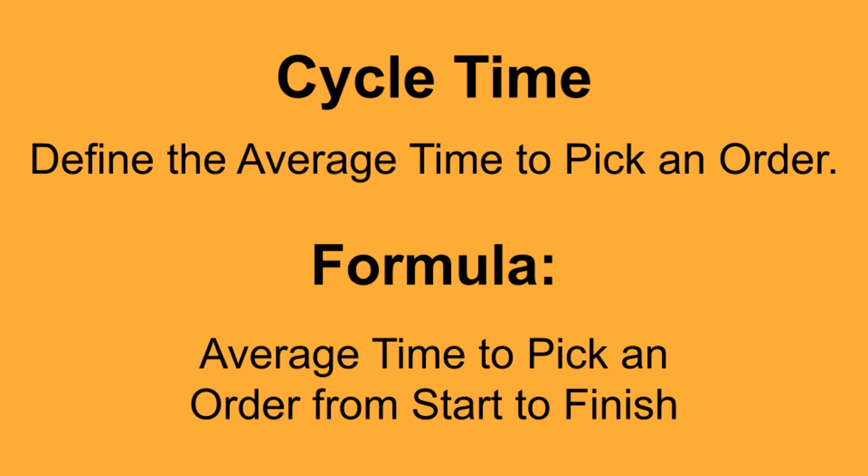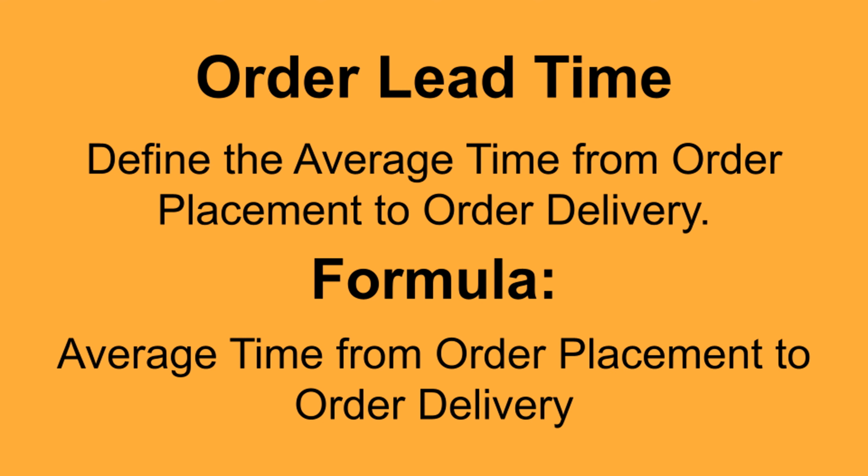Cycle time, the average time to pick an order. Very simple. It may not be simple to compute, but it is very simple. You're looking at the time that it takes to pick an order from start to finish. Order lead time. Here you're looking at from the time the order was placed to the time the order was delivered. What is that average time? Now, I know a lot of people will look at this from when it was placed to when it was shipped, but go ahead and go the extra mile and put in that delivery time.